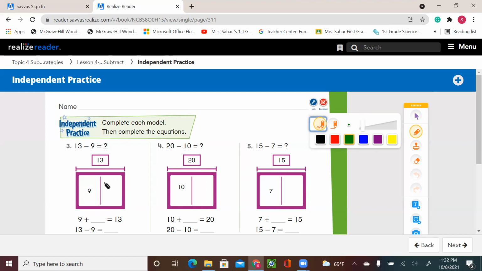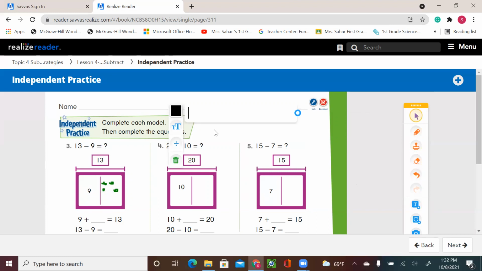So after 9, 10, 11, 12, 13. So how many counters did I put? 4. Very good. So let's write 4. So now I know 9 plus 4 equals 13. Go back to my equation, 13 take away 9 equals, awesome, 4.